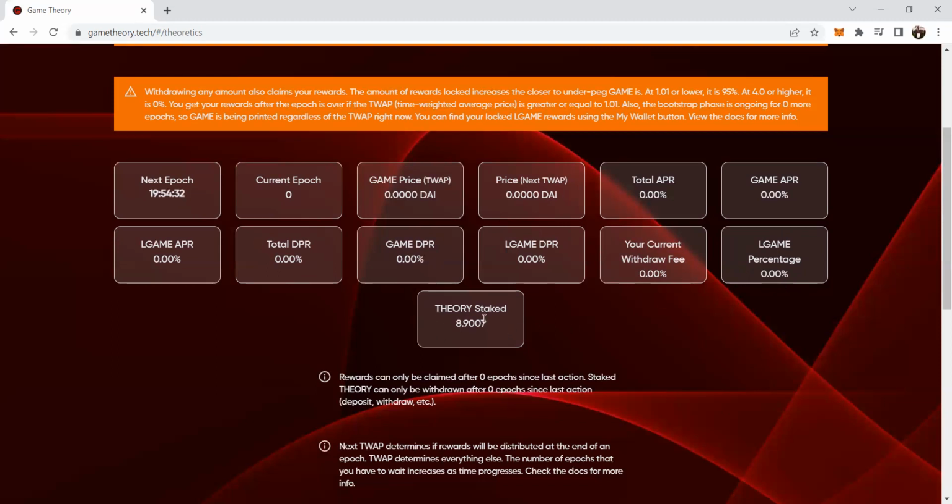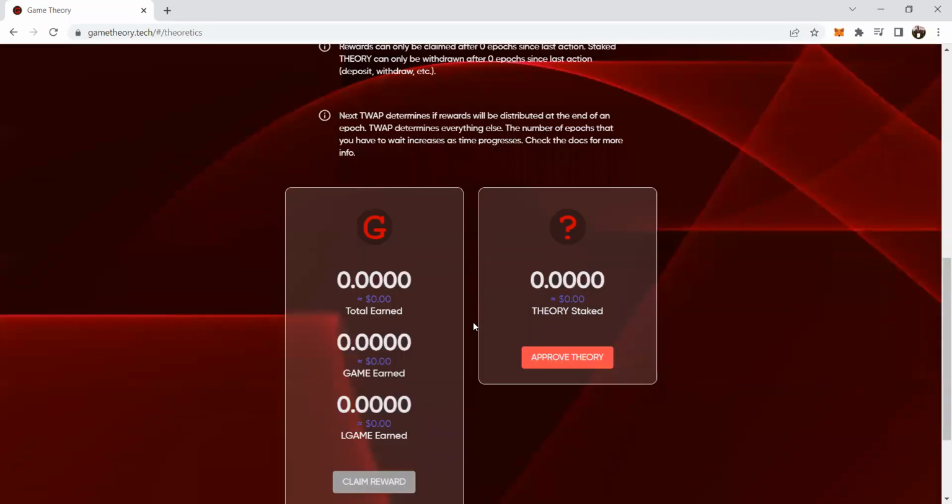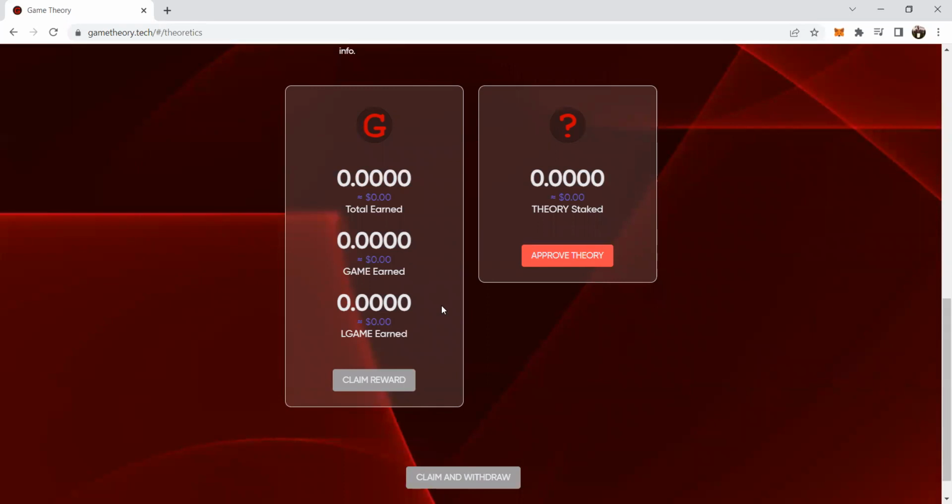And then the total amount of Theory that's staked into the boardroom. So you can see already in Theoretics, there's 8.9 Theory that has been staked as people are getting ready for it. And with your rewards, it's broken down the same way. So you see the total amount of Game that you've earned. You'll see how much of that Game is Game, which is unlocked, and how much of that is locked Game. And then you see your total Theory staked here.